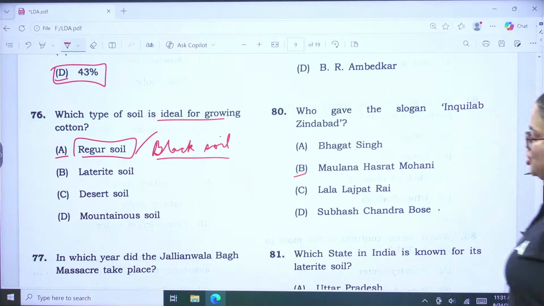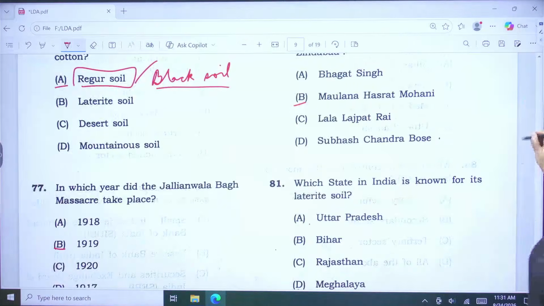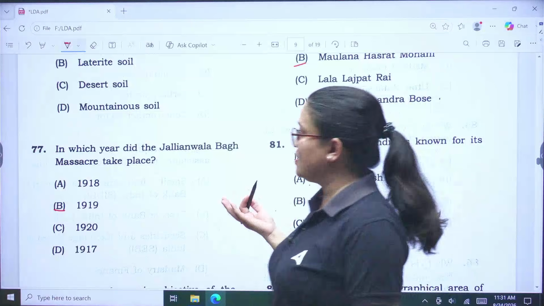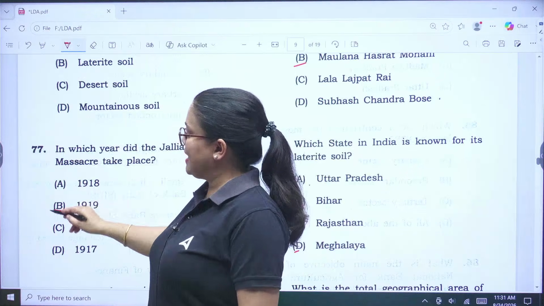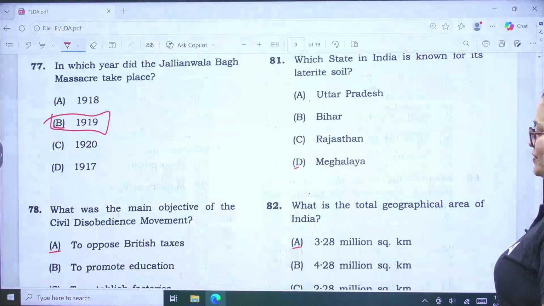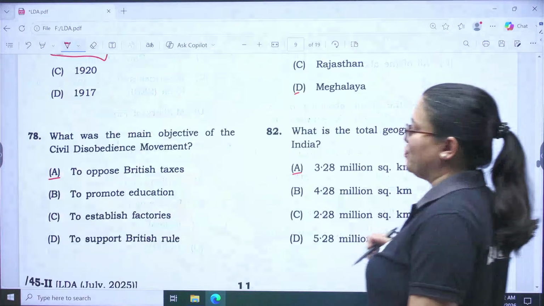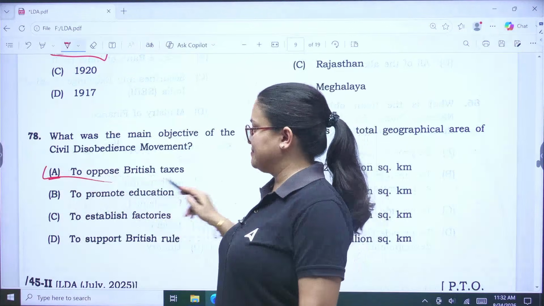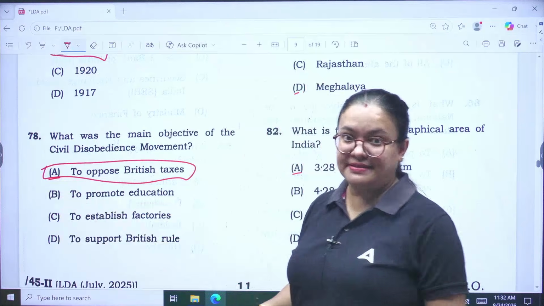Next question, in which year did the Jallianwala Bagh massacre take place? When we say Jallianwala Bagh massacre, it was April 1919. Do remember the years. Next question, what was the main objective of the Civil Disobedience Movement? The main objective was to oppose the British taxes, right?